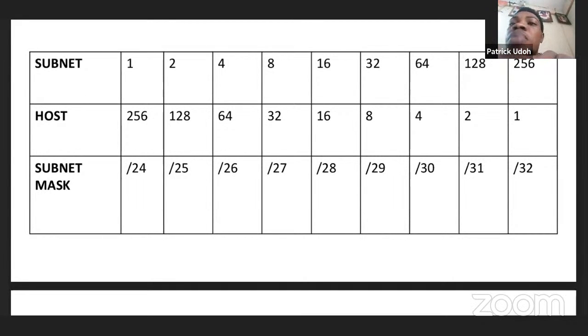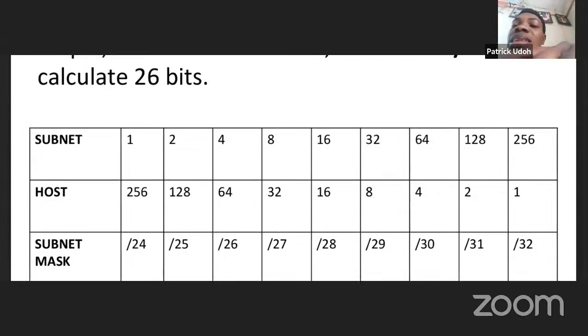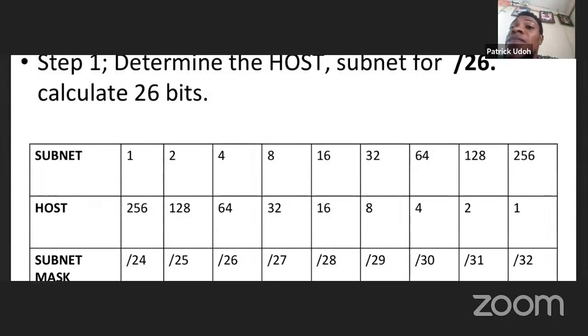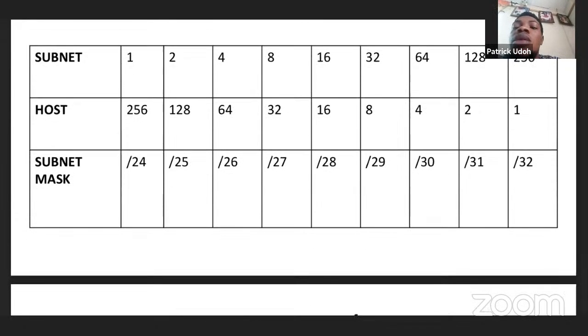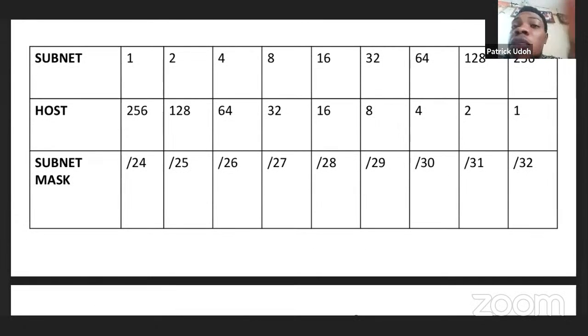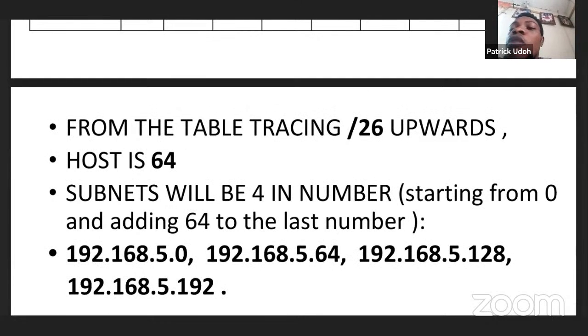The third column, that's /26, I trace it up. That will be the host, which is 64, and the subnets will be 4. There are different ways to go about it, but this is the simplest way to do this. So from the table, tracing 26 upward, host is 64, and the subnet count is 4.